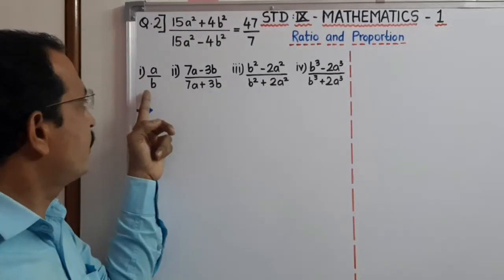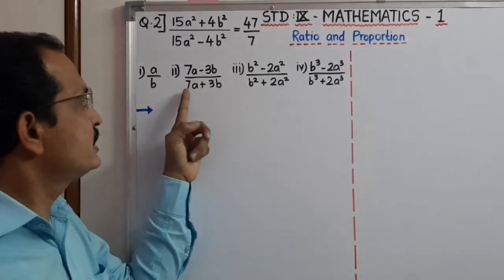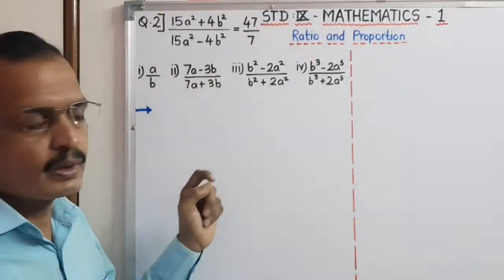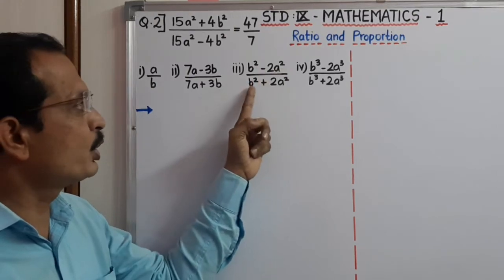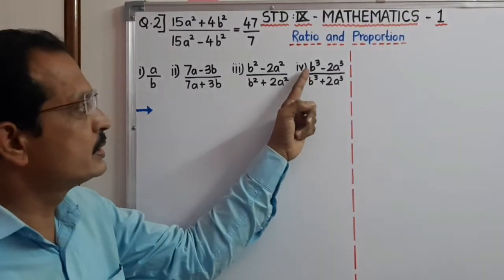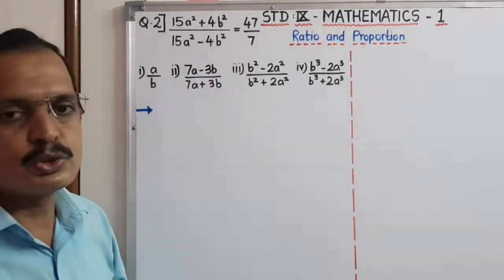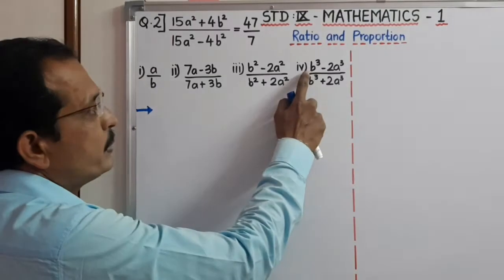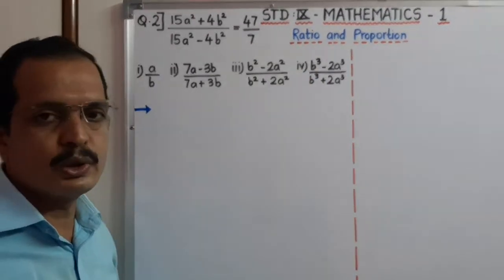First ratio is a/b. Second, (7a − 3b)/(7a + 3b). Third one, (b² − 2a²)/(b² + 2a²). And the last ratio is (b³ − 2a³)/(b³ + 2a³). See dear student, (b³ − 2a³)/(b³ + 2a³).